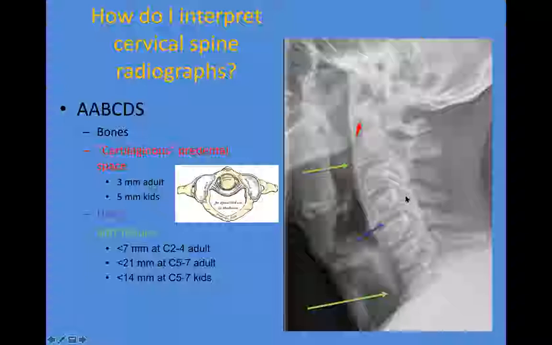Then finally, to look at the soft tissues. So these are the prevertebral soft tissues we're talking about. We usually look at them anterior to C2, and the measurement that it's supposed to be from C2 to C4 should be less than 7 millimeters, and then from C5 to C7 in adults, less than 2 centimeters, and a little bit less in kids, 14 millimeters.